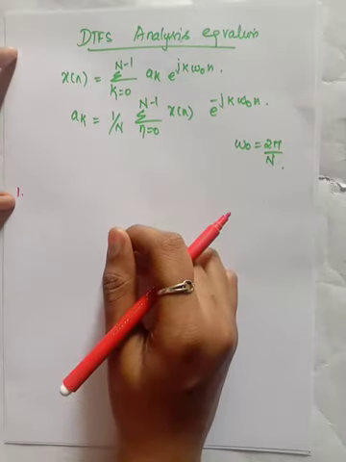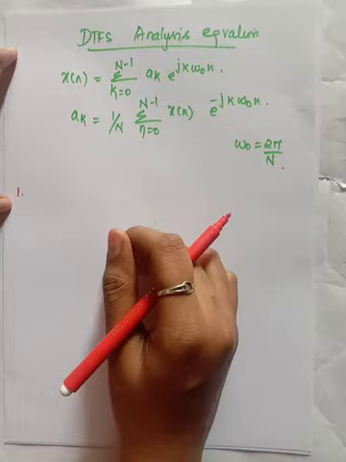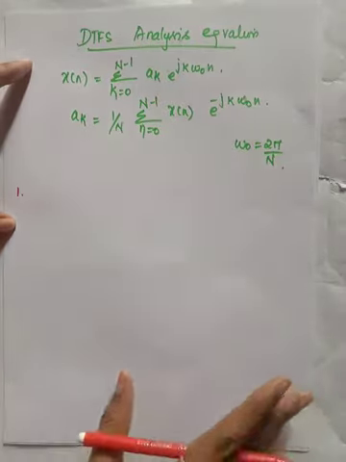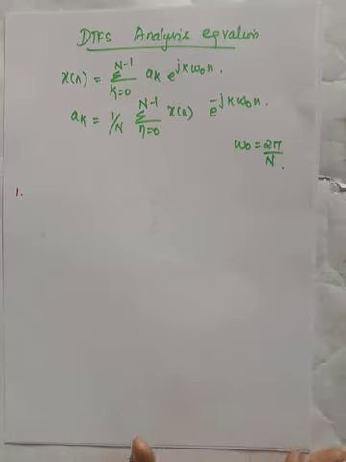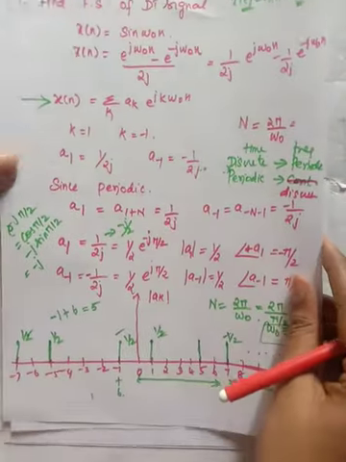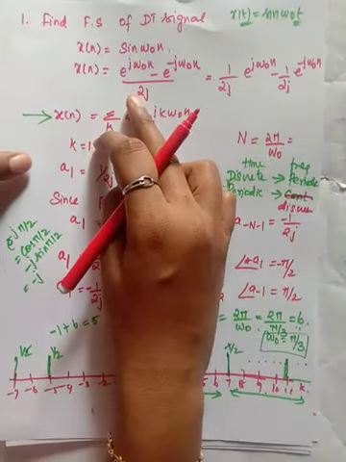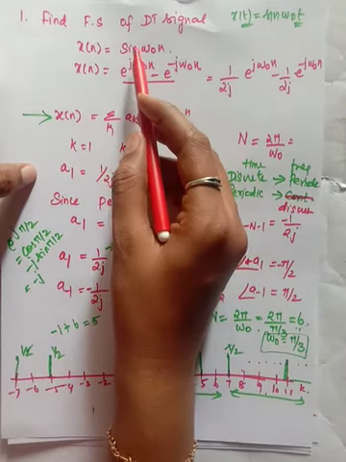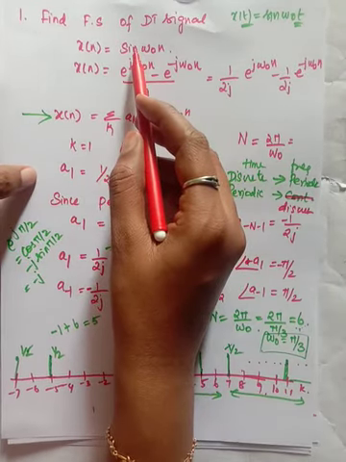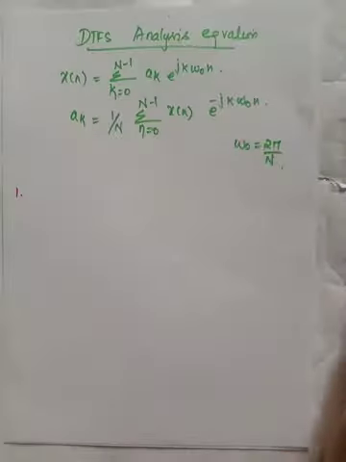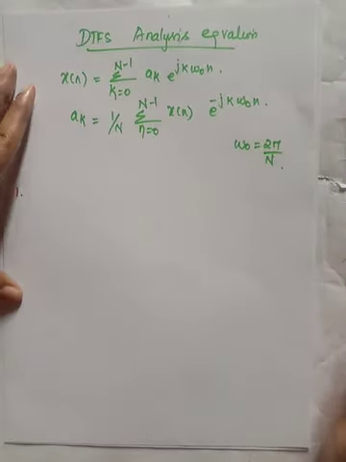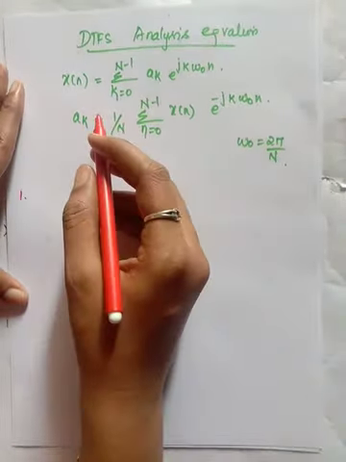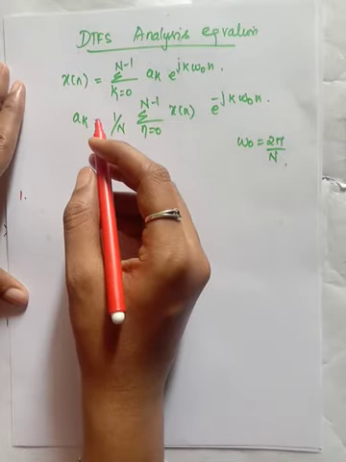So in this video we are going to discuss how to find the Fourier series coefficient using the analysis equation. In the last video we discussed problems where we find the Fourier series coefficient using the inspection formula. That is applicable only when the input signal is in terms of sine and cos. If the input signal is not in terms of sine and cos, we need to use this analysis equation to find the Fourier series coefficient.